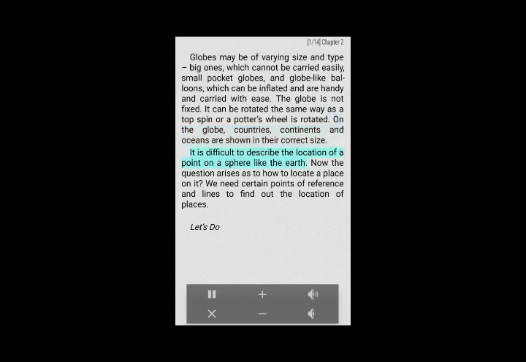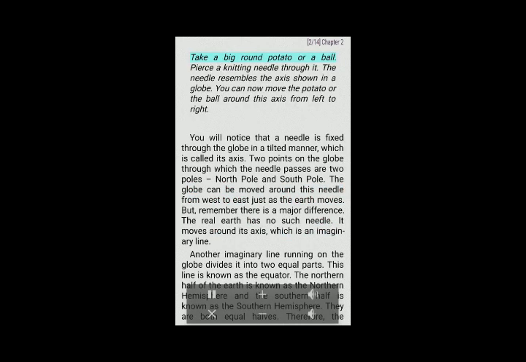It is difficult to describe the location of a point on a sphere like the Earth. Now the question arises as to how to locate a place on it. We need certain points of reference and lines to find out the location of places. Let's do this. Take a big round potato or a ball. Pierce a knitting needle through it. The needle resembles the axis shown in a globe. You can now move the potato or the ball around this axis from left to right.